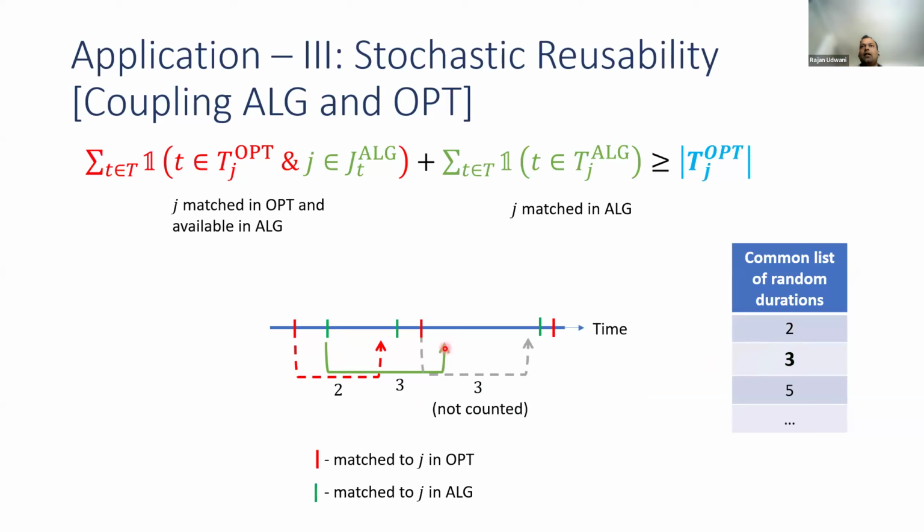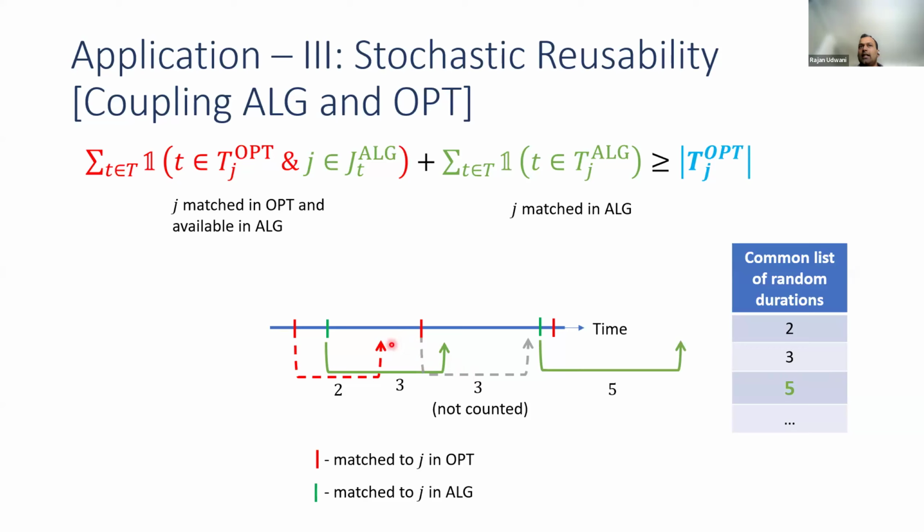Now, notice what will happen is that when I looked at this, this was a red edge. This is where opt matches to J. Well, now opt matches to J this arrival, but at this arrival, the resource is unavailable in ALG. So as a result, I don't really count it when I do this counting, because here I can only count whenever opt is matching J, but also that J is available in ALG. J is unavailable in ALG, so I don't count this particular edge. But the nice thing is that I've already counted it in some sense. I've counted this green edge in this term, which kind of covers this dashed edge that I cannot count.